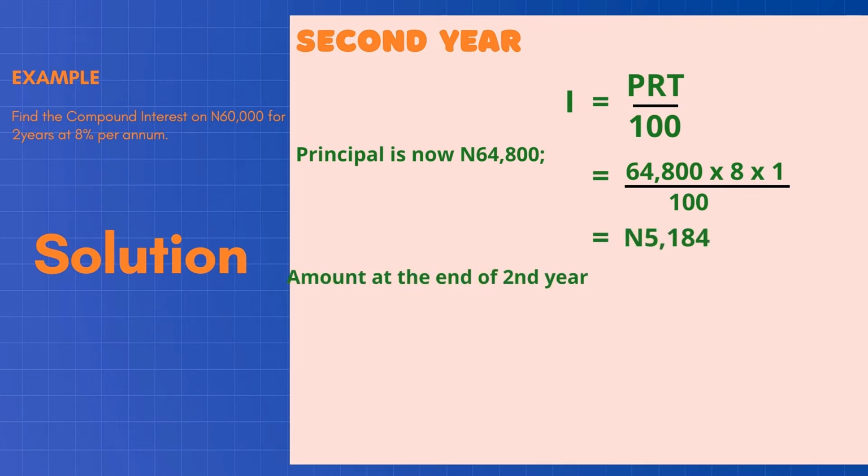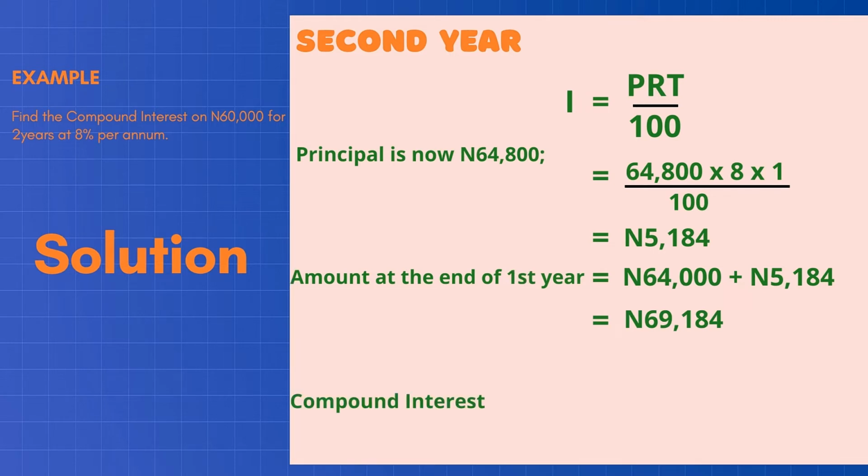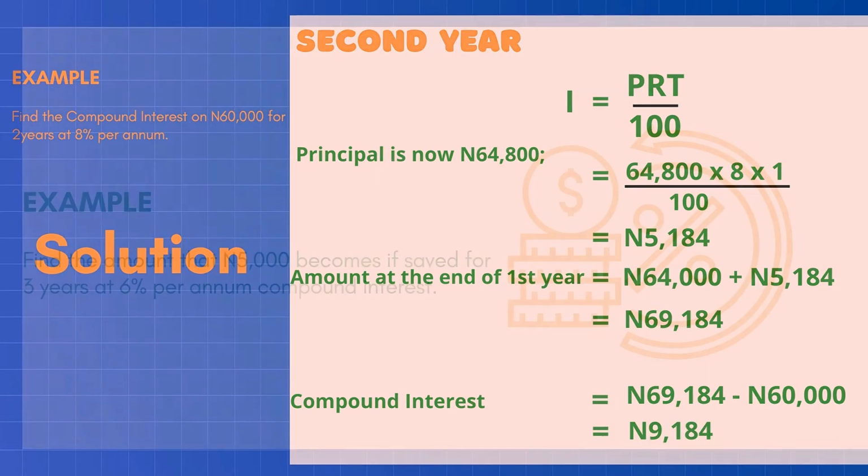5,184. The amount at the end of the second year will still be the principal plus interest. Do not forget that the principal is now 64,800 naira, plus interest, which is 5,184. We have 64,800 plus 5,184 to give us 69,984. Now the compound interest will be the amount at the end of the second year minus the initial amount. That is 69,184 minus 60,000 naira. We have 9,184.